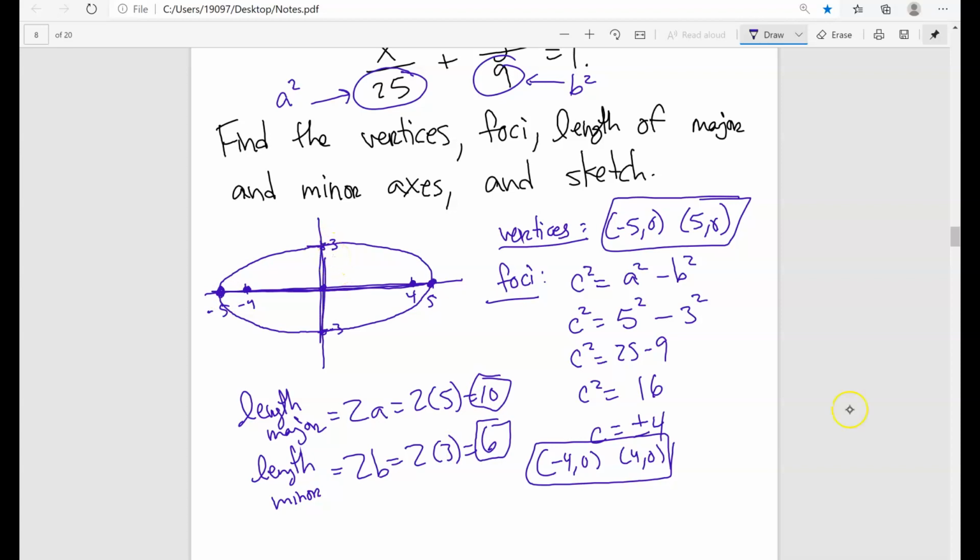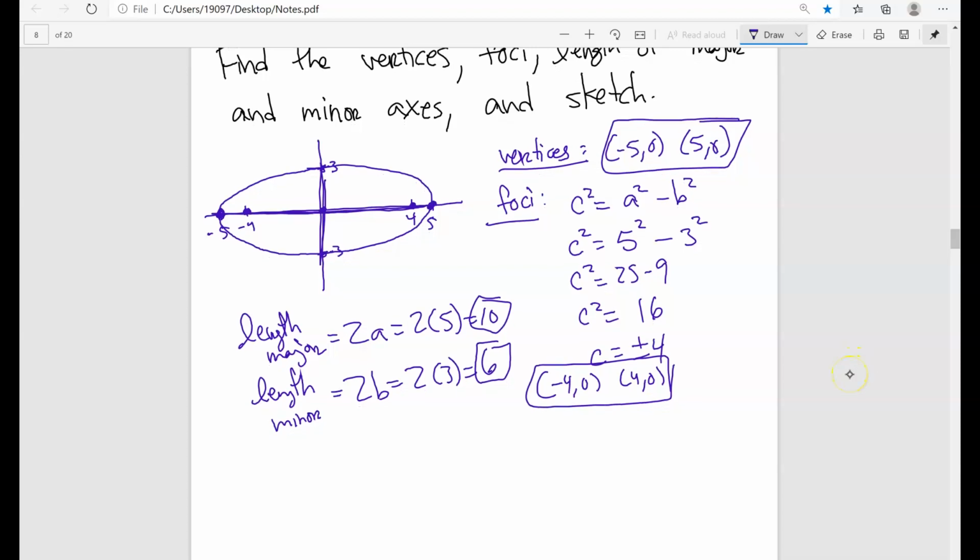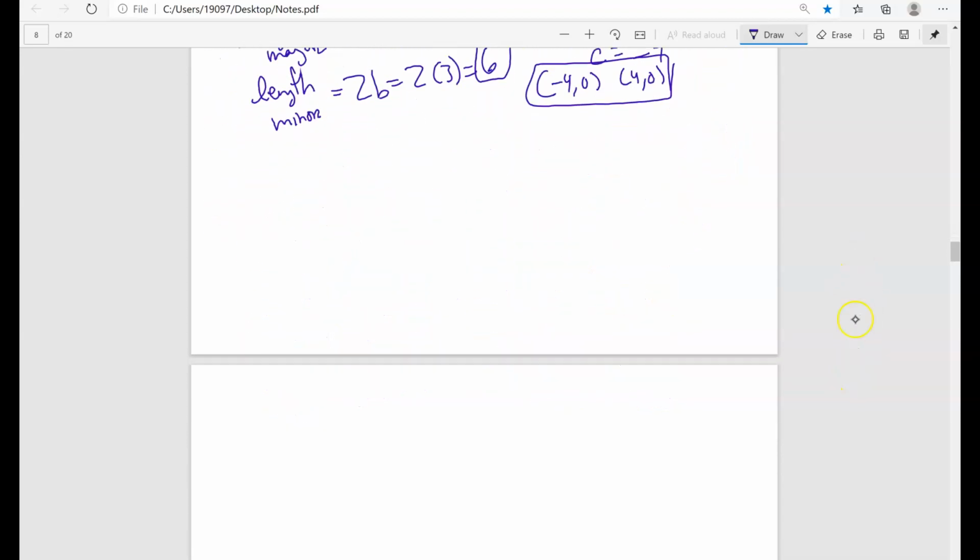All right. So let's do another problem. Let's say we have the same thing, but we have 9x squared plus 4y squared equals 36.